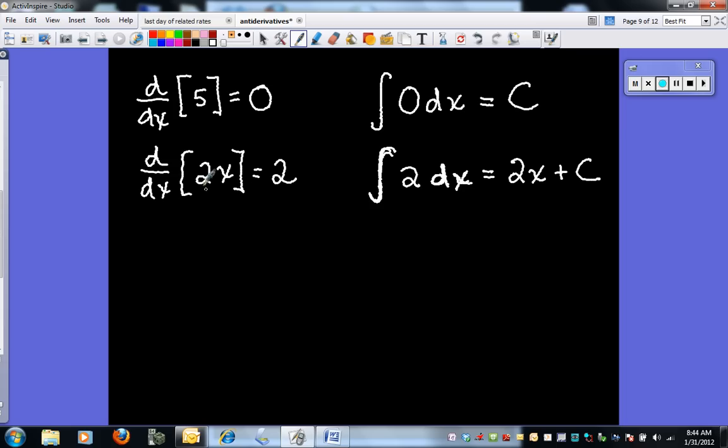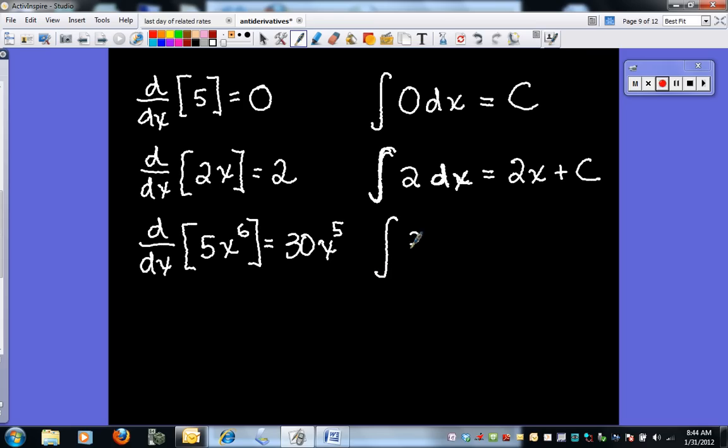Alright, so some basic things there. So what if we take, let's think about this, the derivative of 5x to the 6th power. Ooh, we know the derivative of that. 6 times 5 is 30, x to the 5th. Good. Well, what if I had to take the antiderivative of 30x to the 5th dx? How do I get it back to 5x to the 6th?